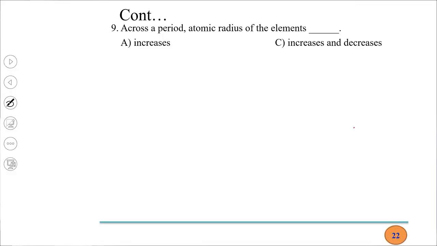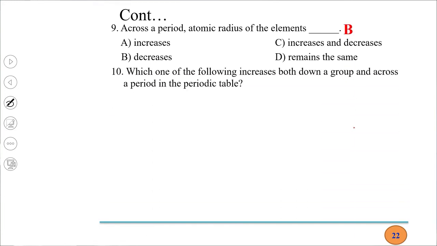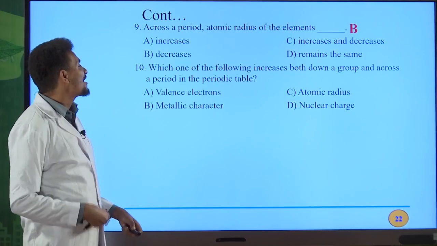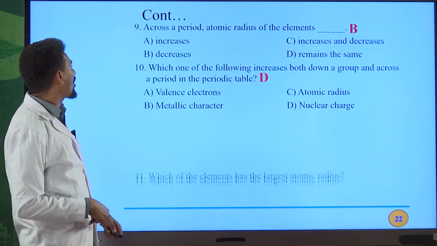9th one. Across the period, atomic radius of the elements, across the period from left to right, atomic radius decreases. So B is the correct answer. Question number 10. Which one of the following increases both down a group and across a period in the periodic table? I already told you this one. Nuclear charge. Nuclear charge increases down the group and also increases from left to right across the period. So D is the correct answer.